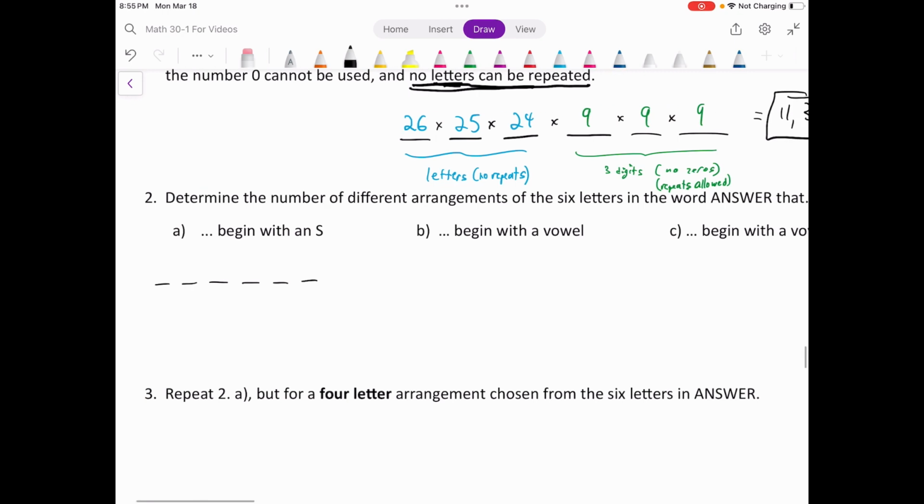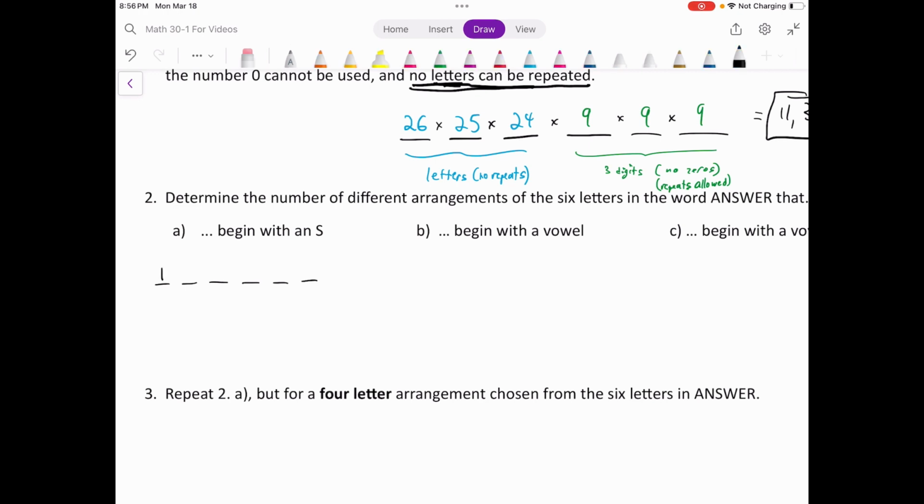So we've got 6 different letters, right? Normally, there would be 6 factorial ways to arrange them, right? 6 options for the first spot, 5 left for the second, 4 for the third, and on and on. But here, it must begin with an S. So out of these 6, how many choices do I have for my first spot? Right, I've only got 1. I can only use the S here. So I've got 1 choice for my first letter, right?